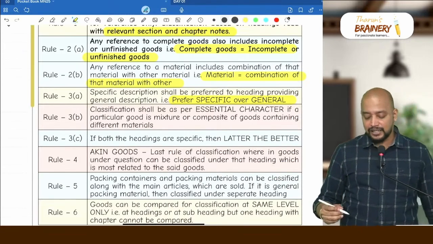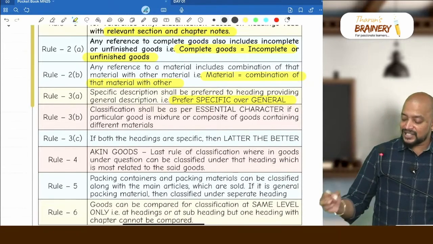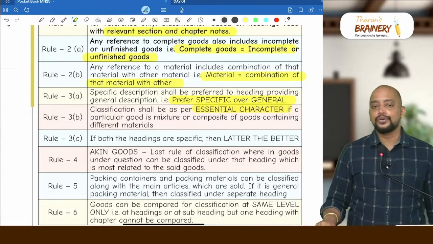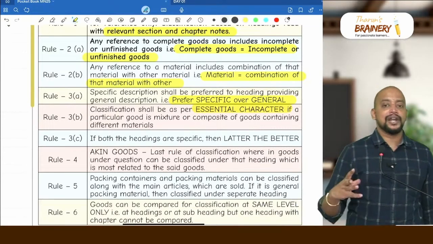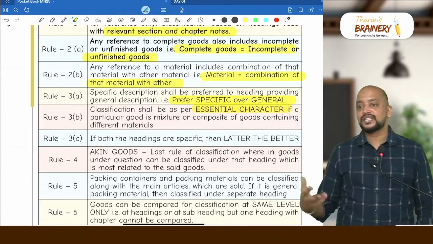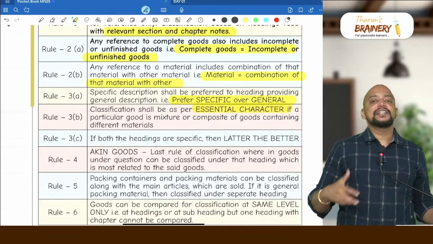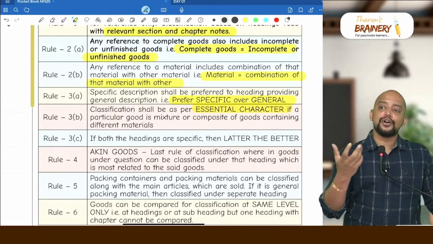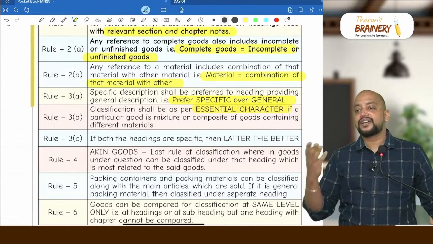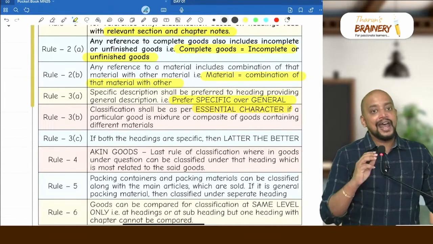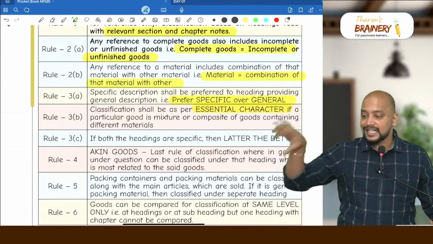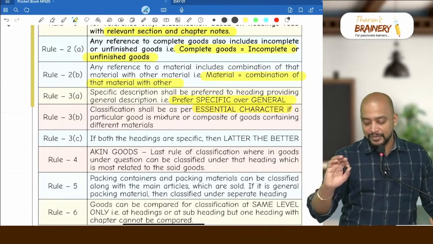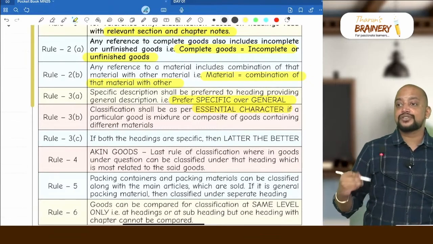Then rule 3b talks about classification as per essential character. Whenever we are importing composite goods, meaning a particular product is a composite of multiple things, it has a lot of parts, and each and every part would come under a different heading. For example, a geometry box which is imported will have different headings for each article. Where do we need to classify it? See what the essential character is there: drawing instrument. So we classify it under drawing instruments. So classification is based on essential character.